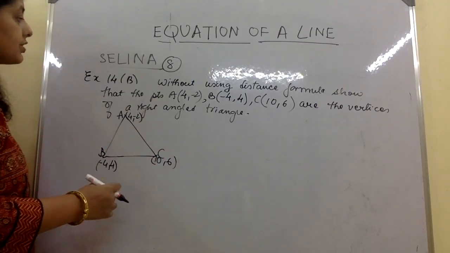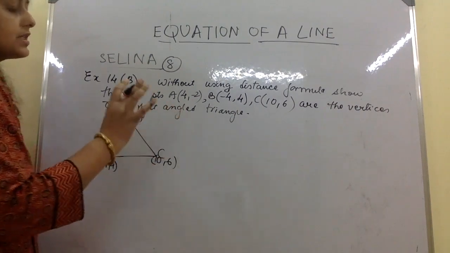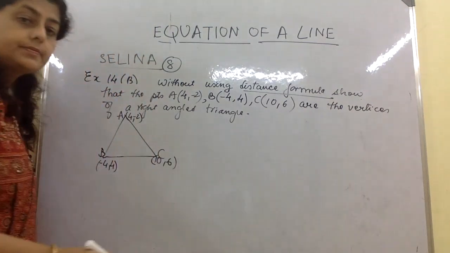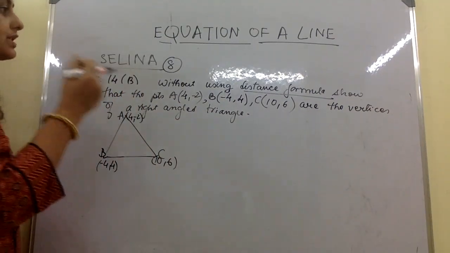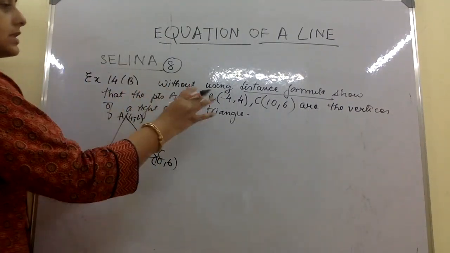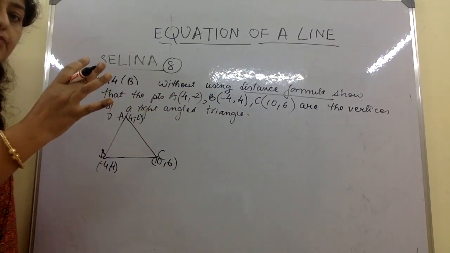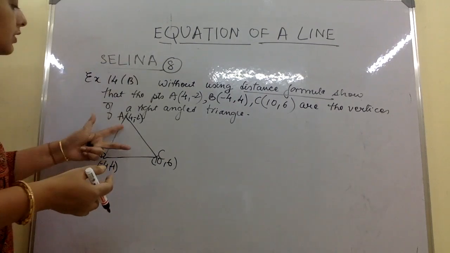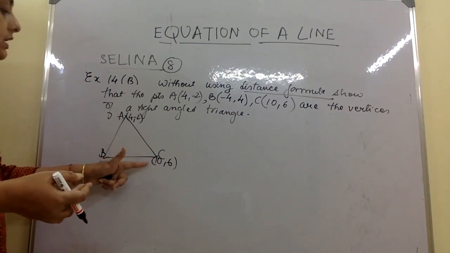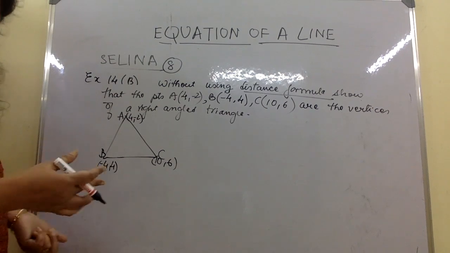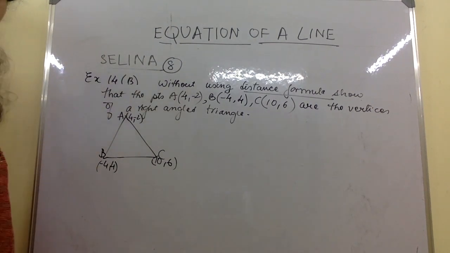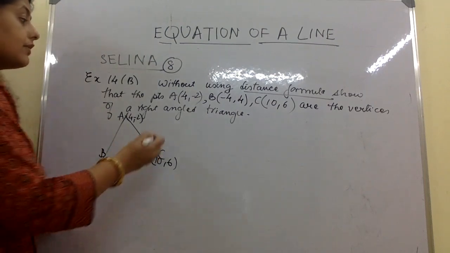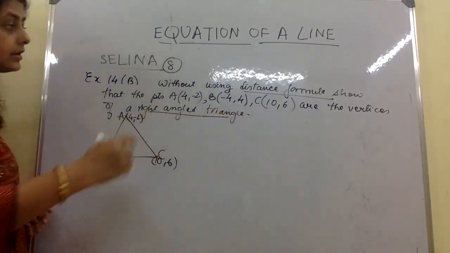Now this is the 8th question. Okay, without using distance formula. Now why I took up this sum is because of this. Without using distance formula, show that these 3 points are the vertices of a right angle triangle. Now had we used distance formula, then we would have taken the distance of this and distance and then proved it by Pythagoras. But now they have told no to it strictly. So we have to find another way, but we have to prove that it is a right angle triangle.